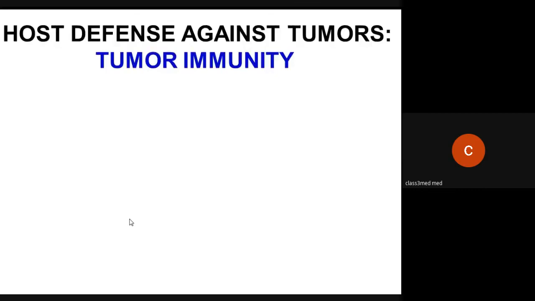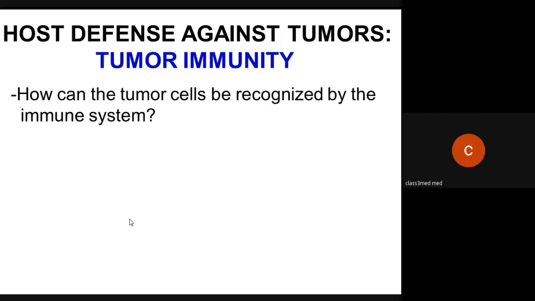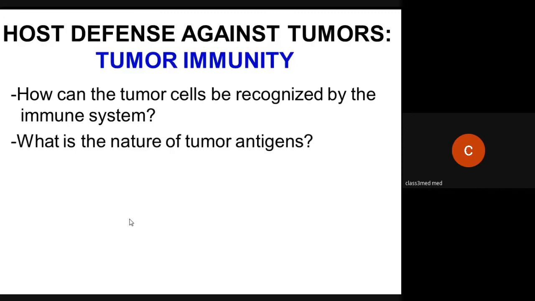Start with the host defense against tumors. For the immune system to attack the tumor cells, it should first recognize the tumor cells. And for the tumor cells to be recognized by the immune system, the tumor cells should express antigens. You took antigens and antibodies in microbiology, the antigen-antibody reaction.